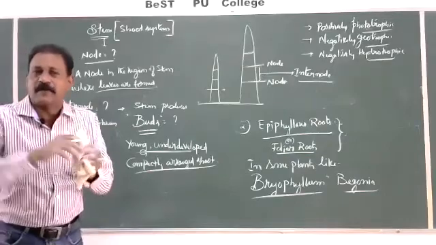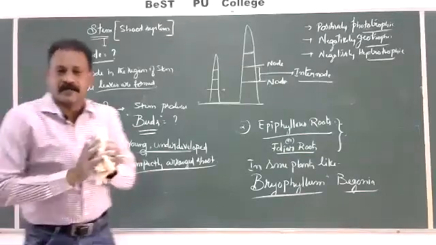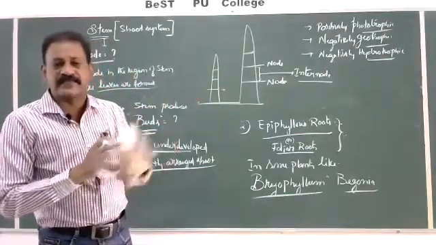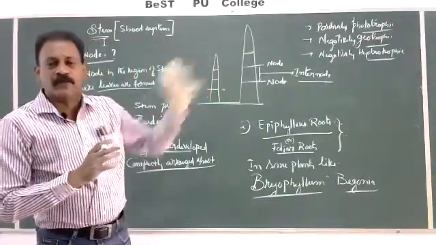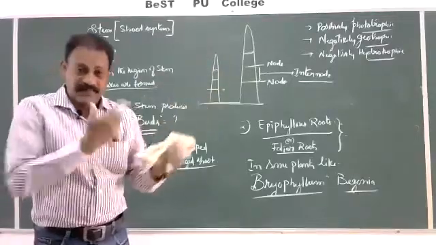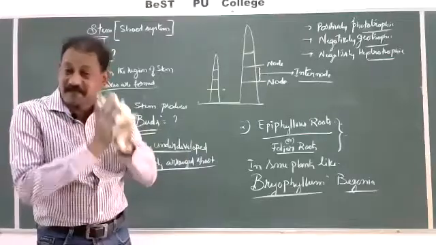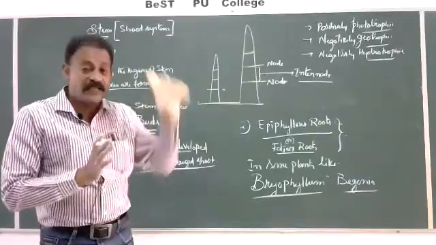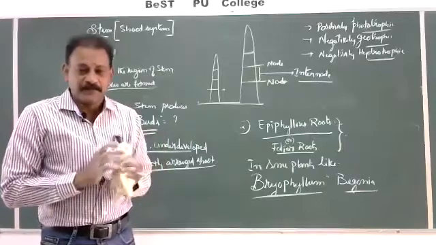A bud may develop into a flower. A bud may develop into a branch. A bud may develop into an inflorescence. A bud may develop into a fruit. So a bud can be modified into various forms. But generally, what is a bud? A bud is nothing but a structure found on the stem usually.